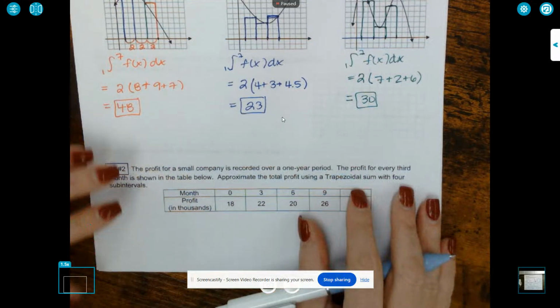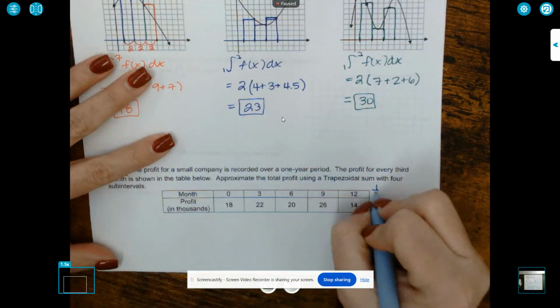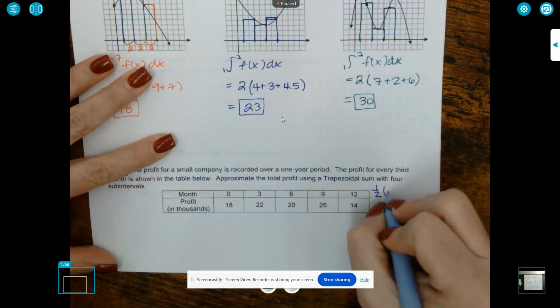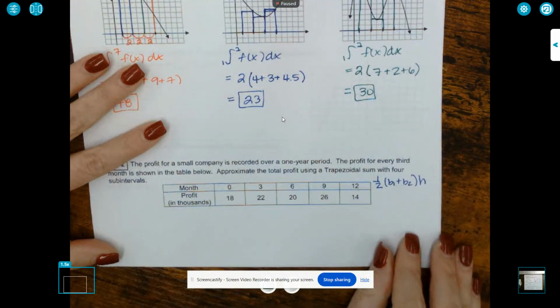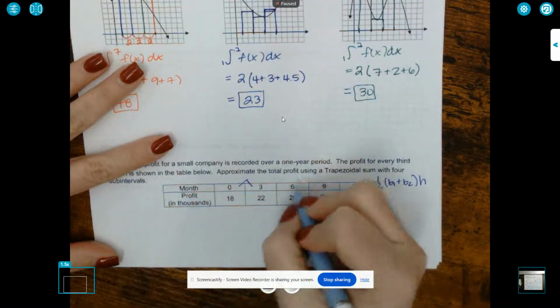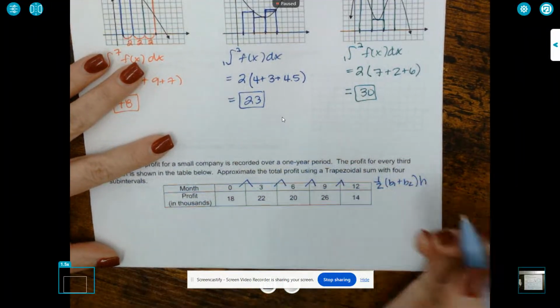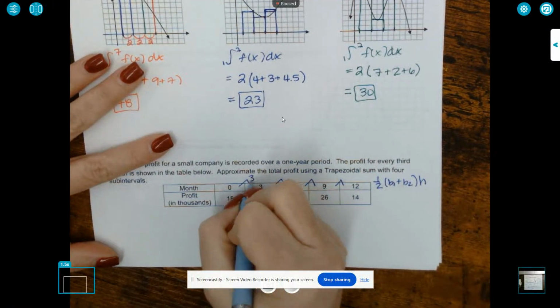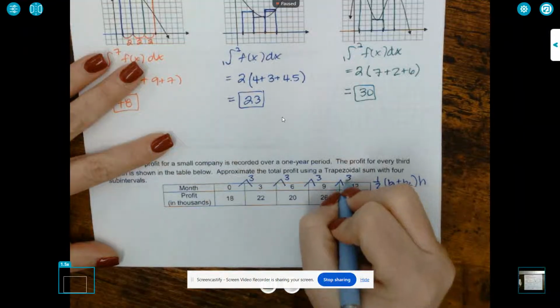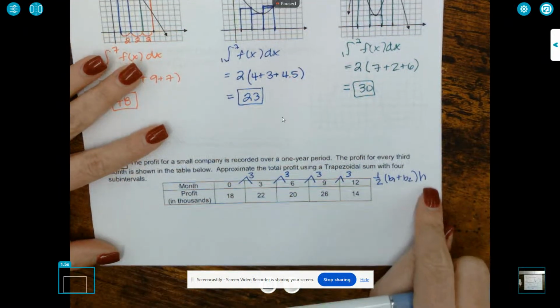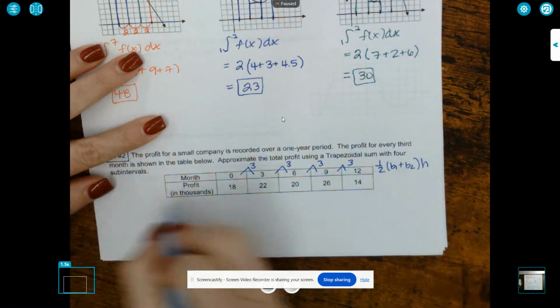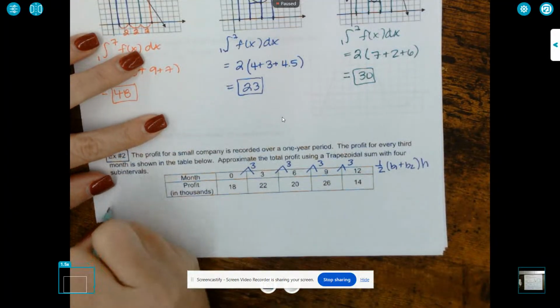The first thing I need you to remember is the trapezoid formula: 1/2 times base 1 plus base 2, times our height. We're doing 4 subintervals, so boom, boom, boom, boom, and those are intervals of 3. So our height for each one of those is the 3. Remember, constants can come out. So let's talk about total profit.